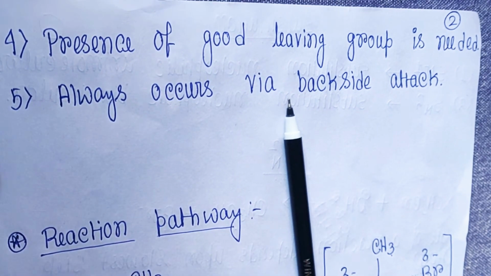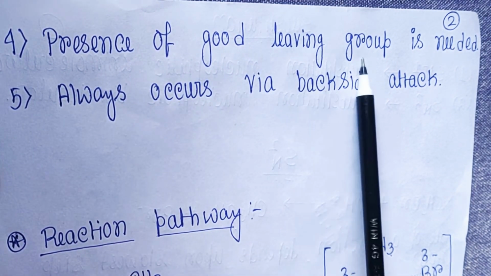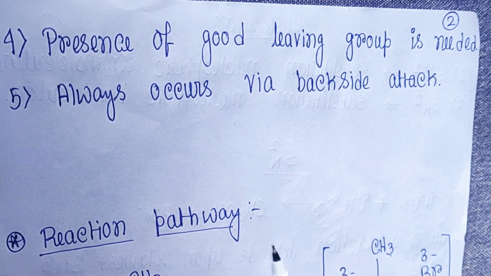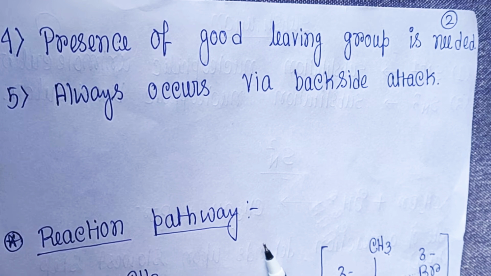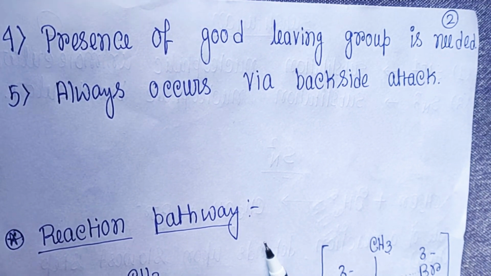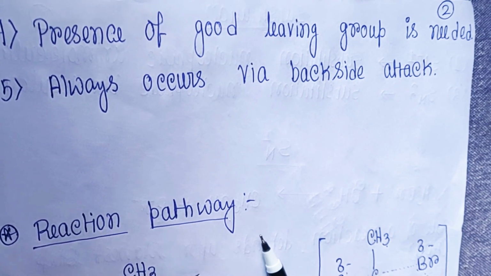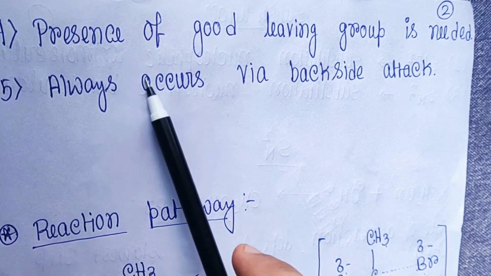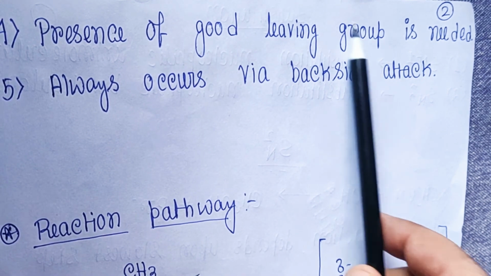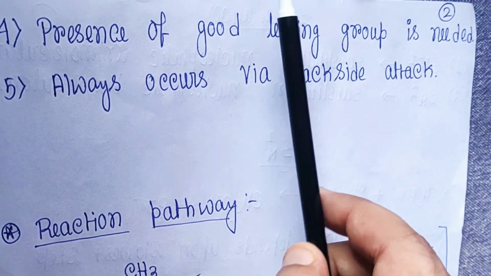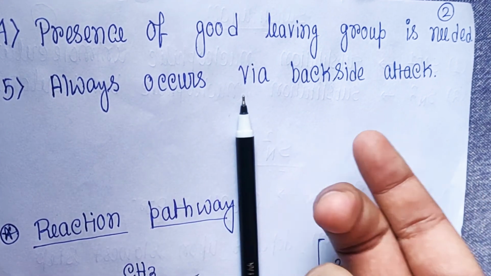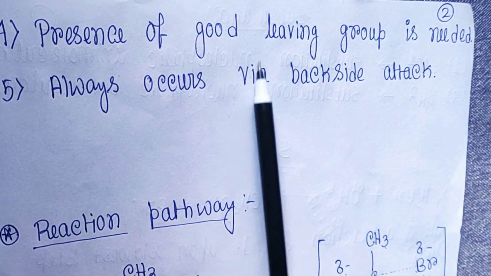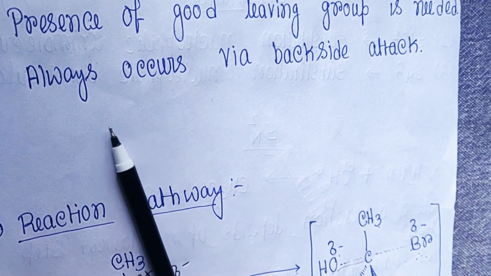Now the fourth thing is the presence of a good leaving group is needed. So what are the criteria? One criteria is we need a 1 degree halide for the best reaction, for the best yield. The second thing is we need a good leaving group. We will discuss this as well. What are leaving groups? How can we call a leaving group good or bad? We would look after this as well.